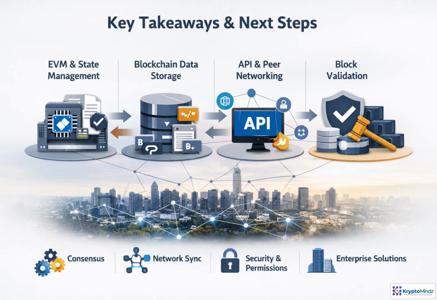You now have the foundation. A Besu node executes EVM transactions, updates state, stores blockchain data, exposes APIs, connects with peers, and validates blocks. Together, these pieces shape reliability, performance, and operations. Next, we move from understanding a single node to designing networks, starting with consensus mechanisms in Besu.